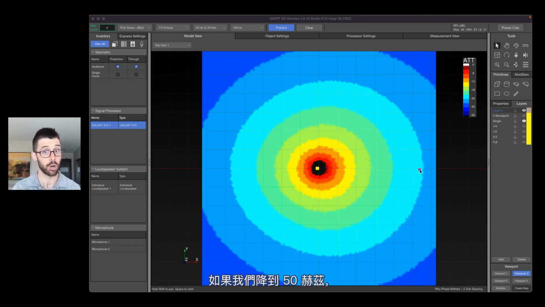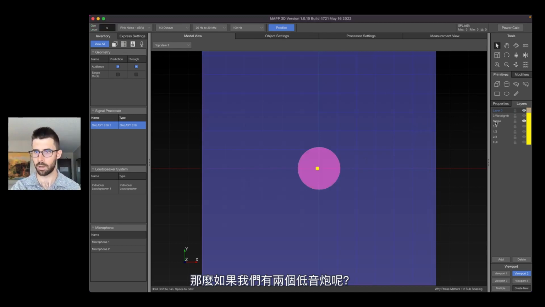If we went down to 50 Hertz, it would basically be a perfect circle, but I just want to show you that a single sub is omnidirectional. It's going to radiate equally out in all directions. Now, what about if we have two subs?